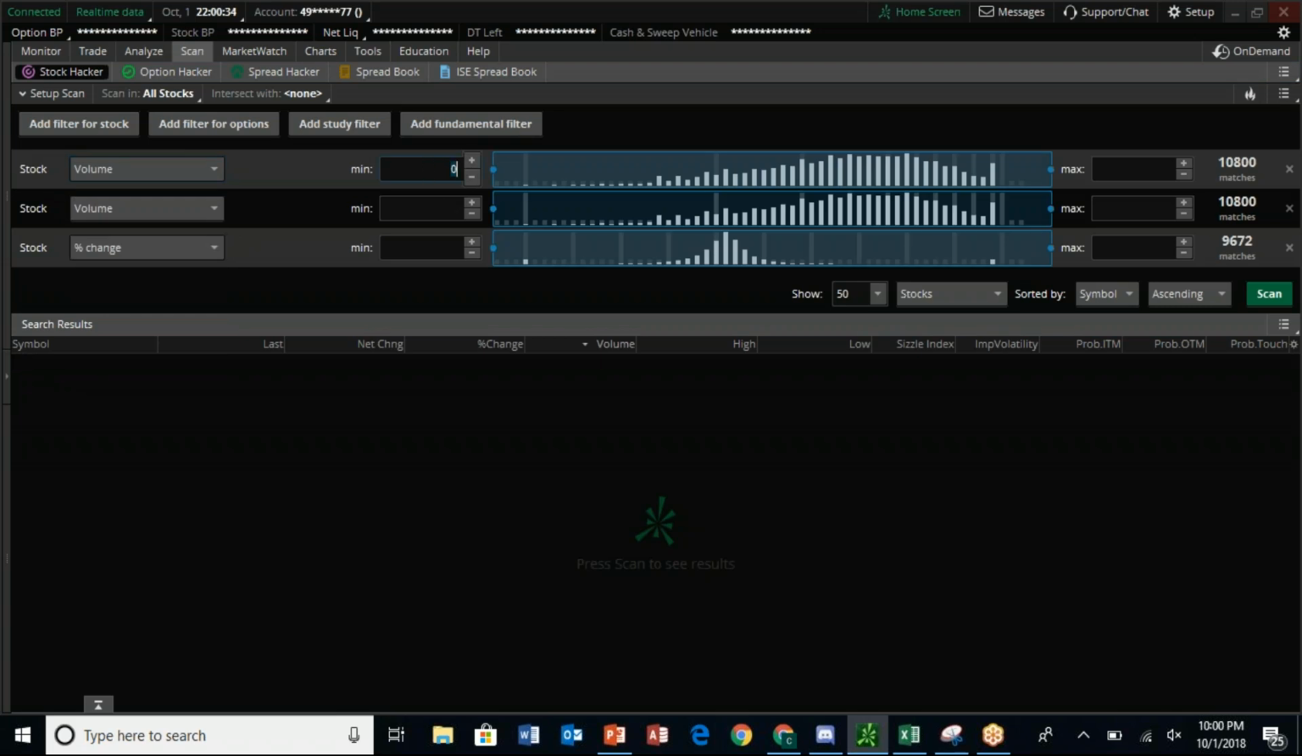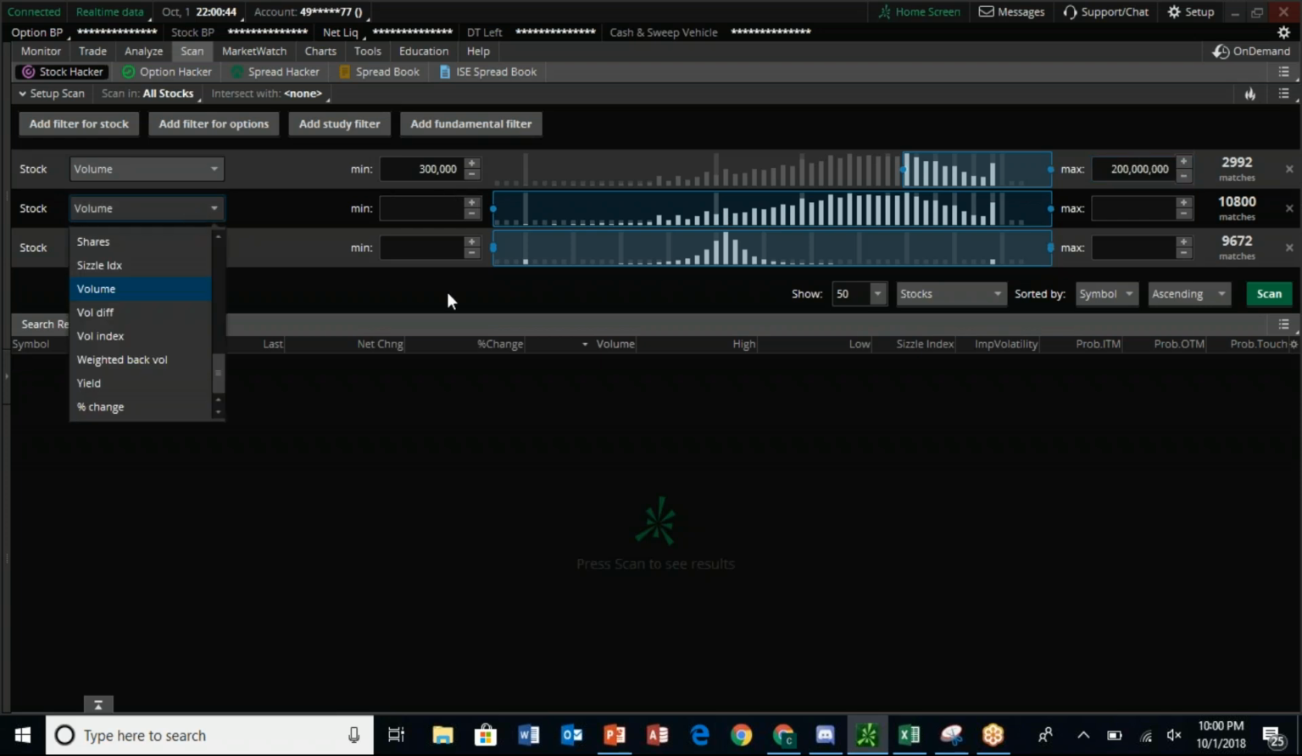Remember the 3 different components that you need. The first thing is volume. You want the 300,000 volume. The maximum isn't really relevant, because we know we can't have too many shares traded. This defaults to 200 million, but obviously you don't want to have a max.